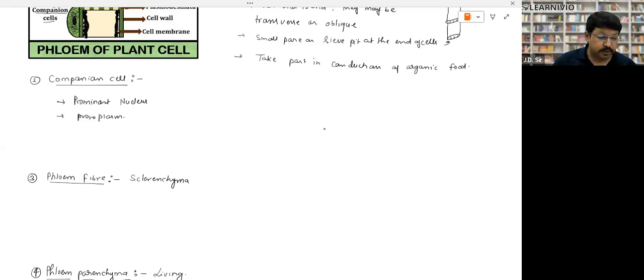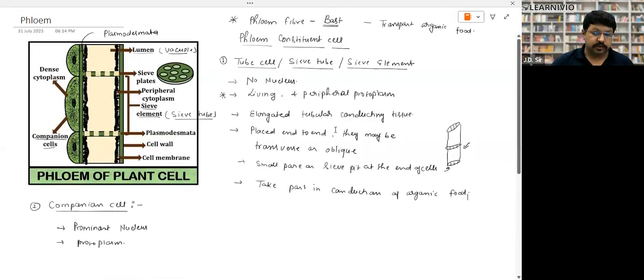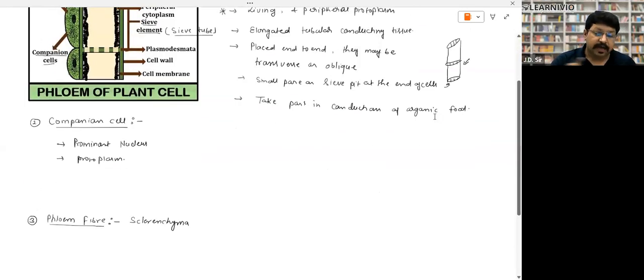Then the next one is companion cell. I have already told you that their function is to control the functionality of sieve tube. Why am I emphasizing it? Because you can get the question: draw the well-labeled diagram and describe the structure of phloem. It may be a 3 marker or 4 marker question. Again, if they ask what are companion cells, describe them.